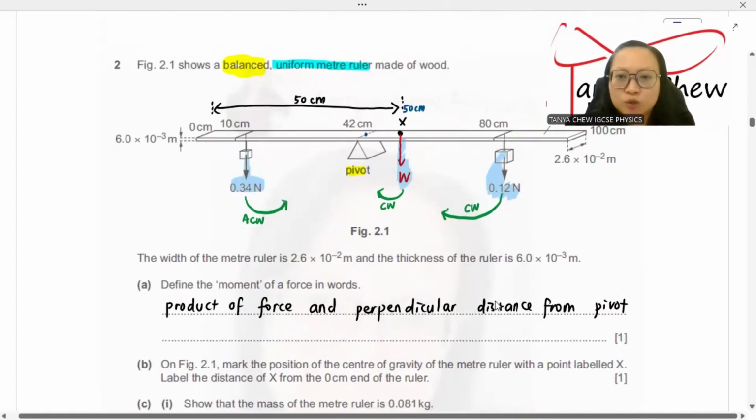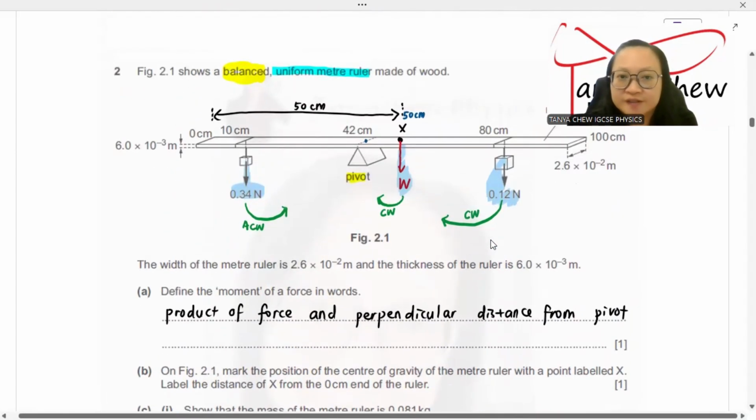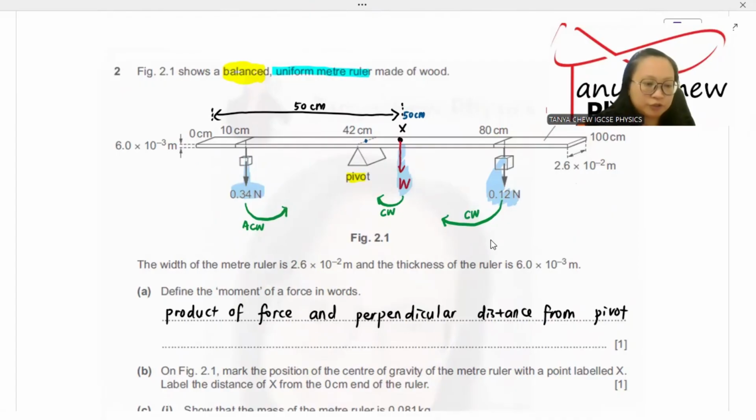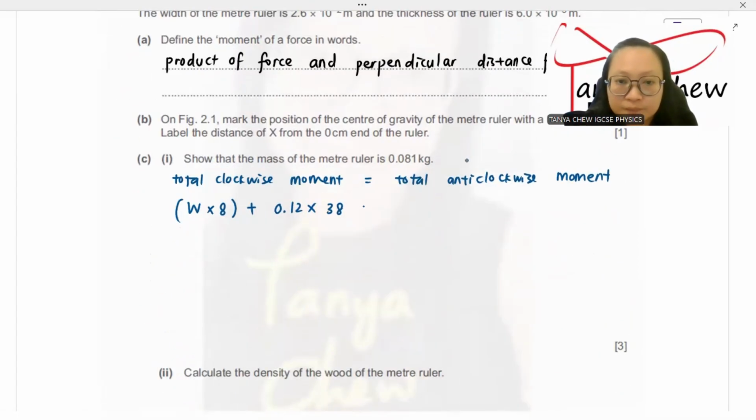And then plus 0.12 Newton multiplies by perpendicular distance, 80 minus 42. So you take 80 minus 42 and you get 38 cm. So I'm going to write down 38.